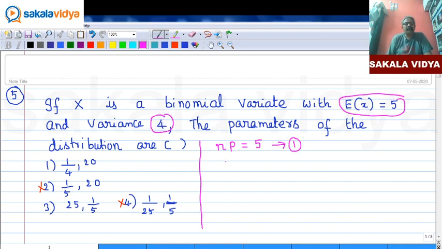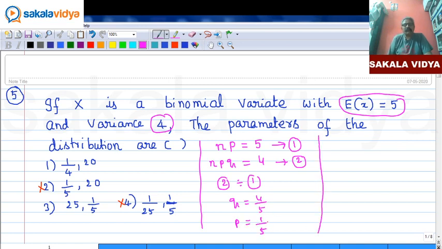So now NPQ is equal to 4, this is 2 divided by 1, 2 divided by 1 means NP cube by NP. So Q is equal to 4 by 5. So P, I told you how to find out, 5 minus 4, 1 by 5.